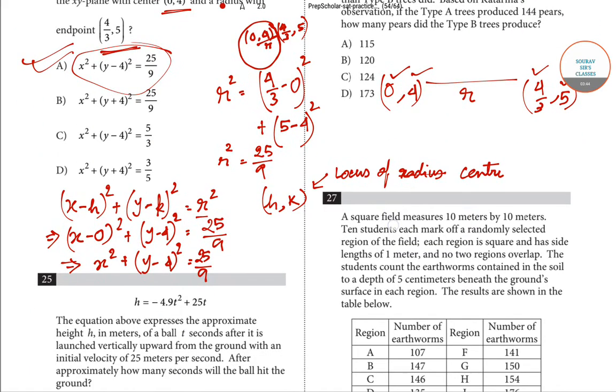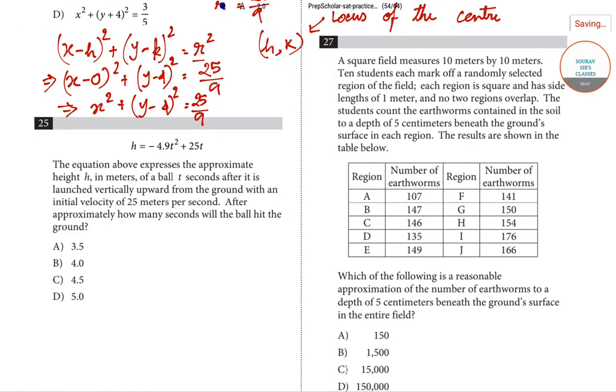Coming to the next question, question number 25. You can see an equation: h equals to minus 4.9 t square plus 25 t, where h represents the approximate height in meters of a ball, and t represents the time in seconds, after it is launched vertically upward from the ground with an initial velocity of 25 meter per second. After approximately how many seconds will the ball hit the ground?